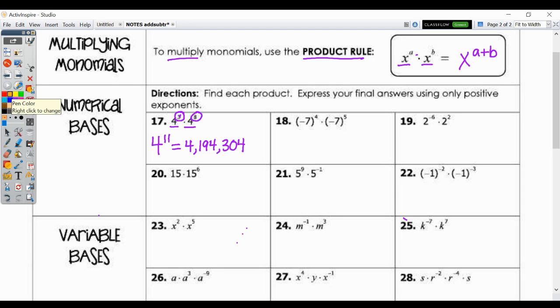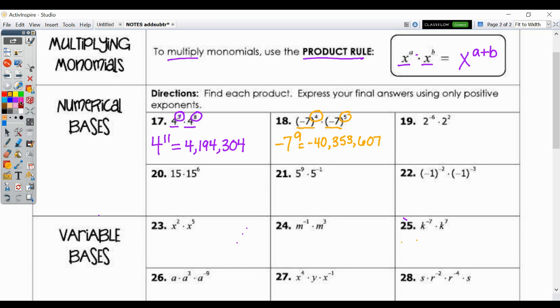Okay, so look at number 18. I have negative 7 to the 4th times negative 7 to the 5th. So my base is going to stay negative 7. And now I'm just going to add my exponents together. 4 plus 5 is 9. So my answer would be negative 7 to the 9th. Or I could write it negative 40,353,607.